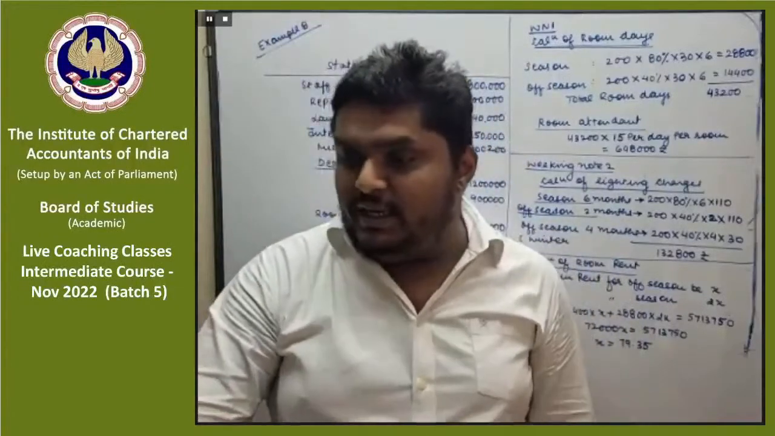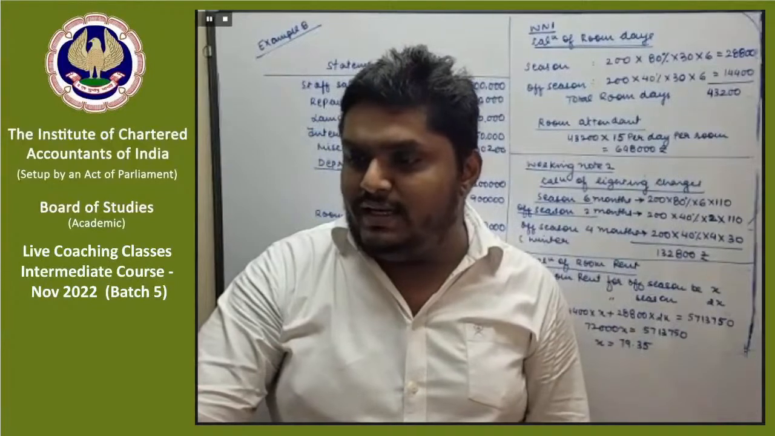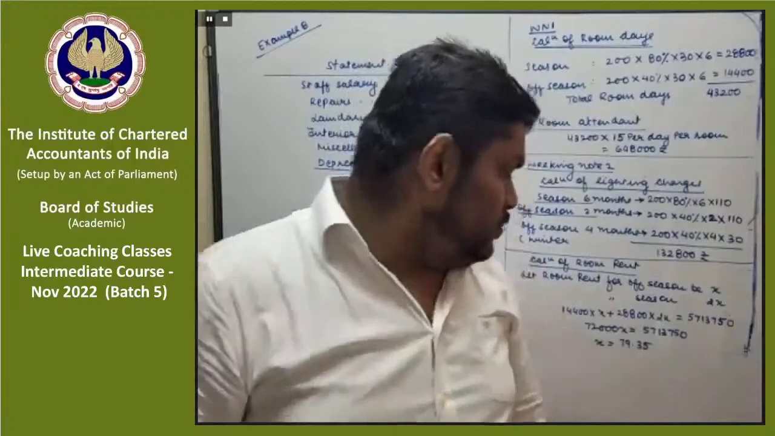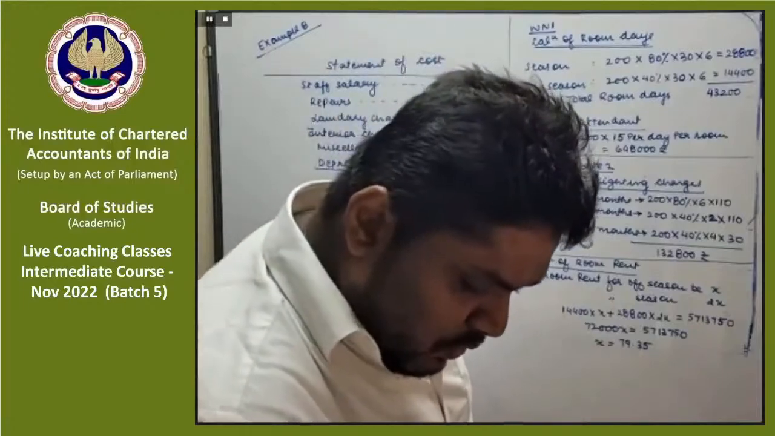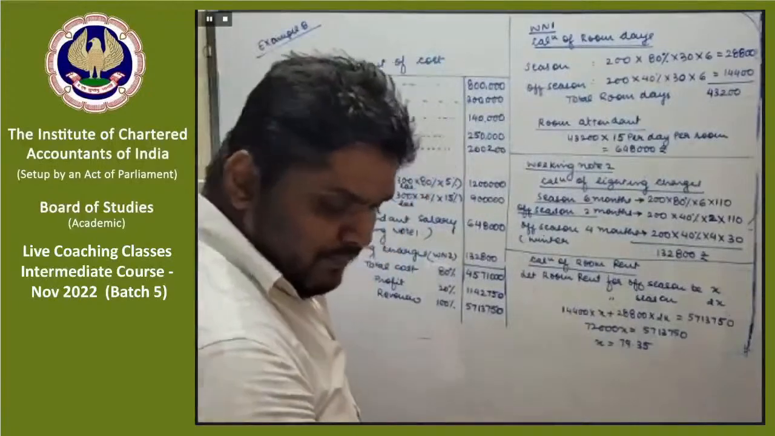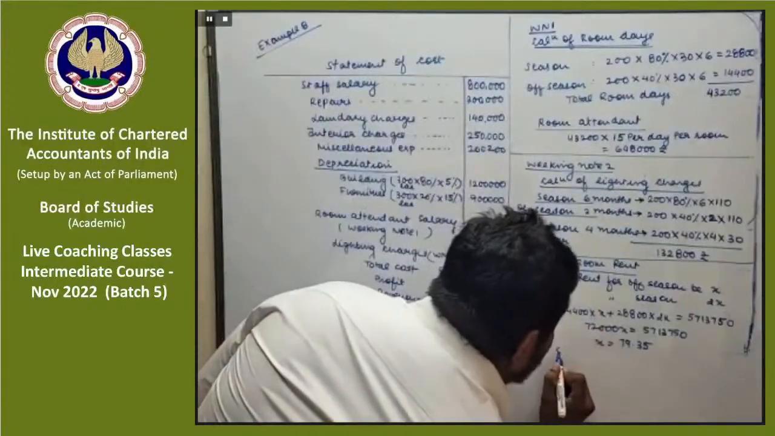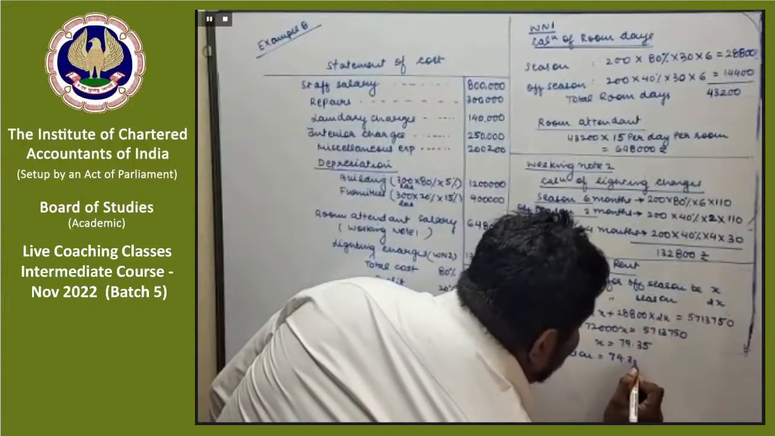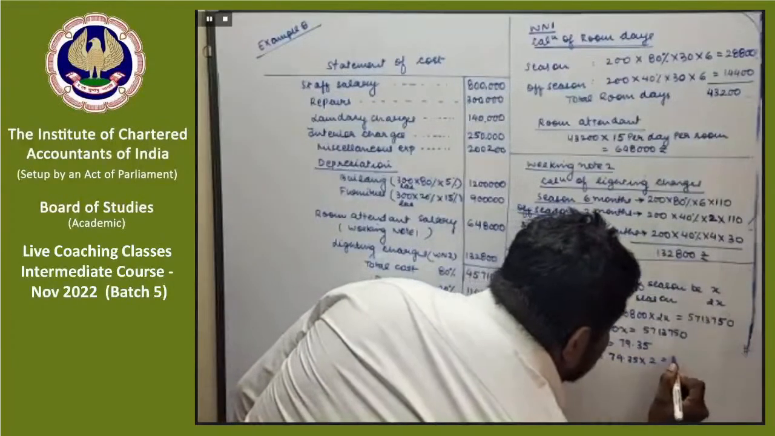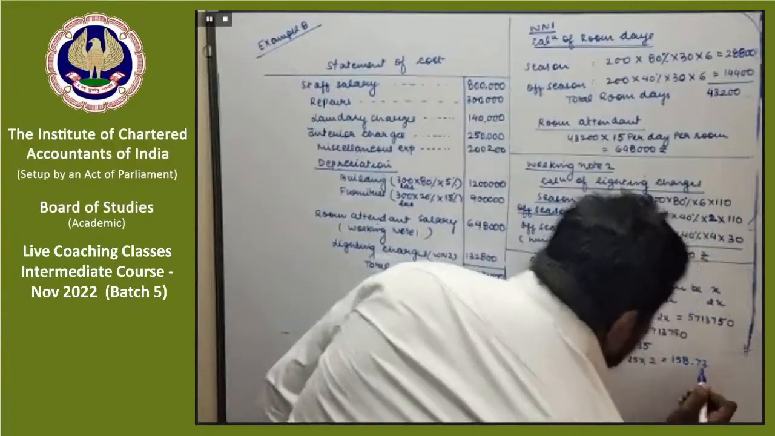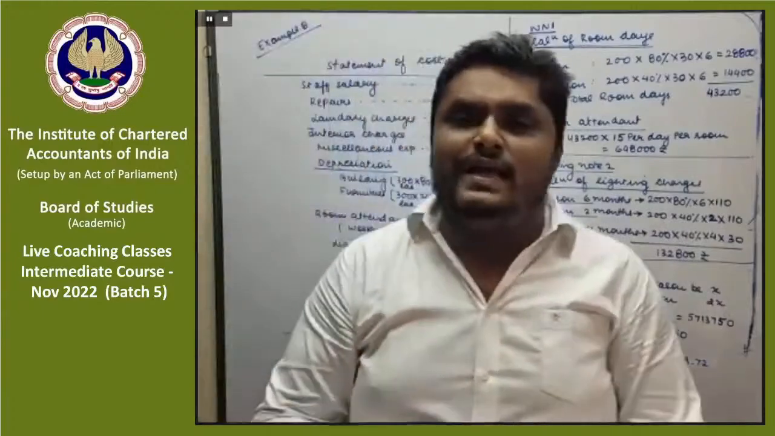Ashwini Shetty, any doubts? Isha Jaiswal, any doubts? So if we multiply it by 2, we'll get 158.72. So for the season period, it will be 79.35 into 2, that is 158.72. So both the approaches are correct.